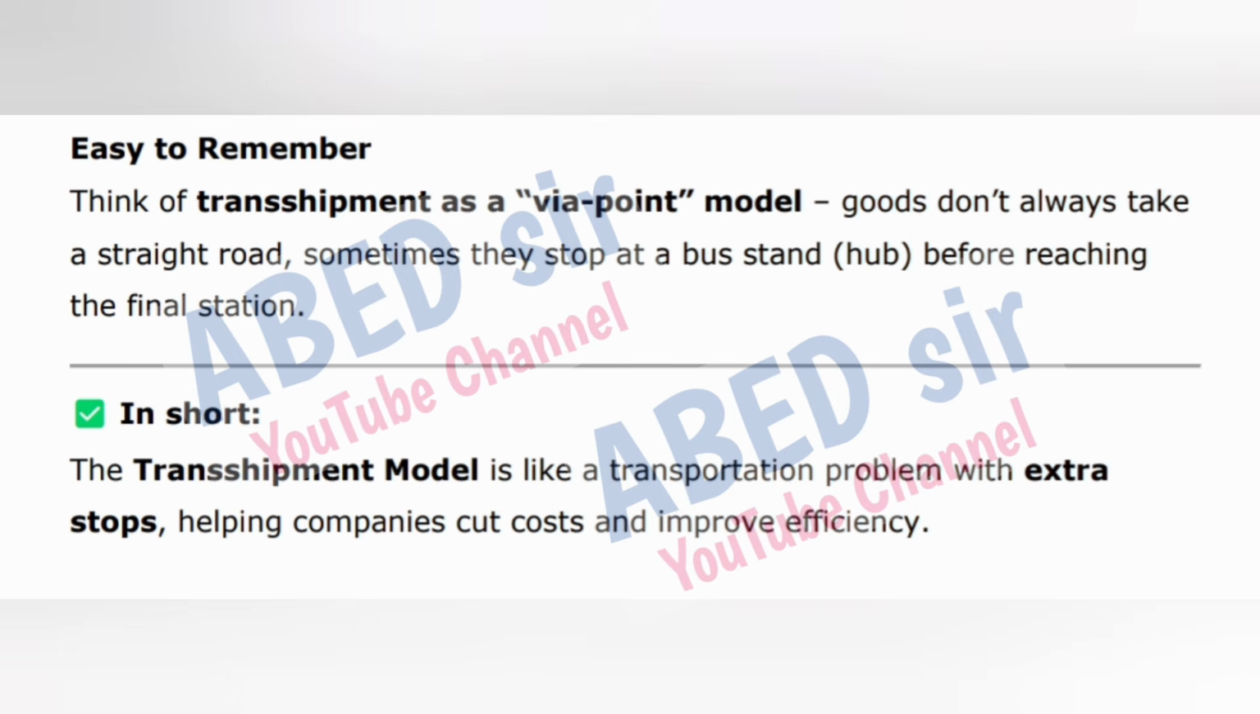Easy to remember: think of transshipment as a via-point model. Goods don't always take a straight road, sometimes they stop at a bus stand or hub before reaching the final station. In short, the transshipment model is like a transportation problem with extra stops, helping companies cut costs and improve efficiency.